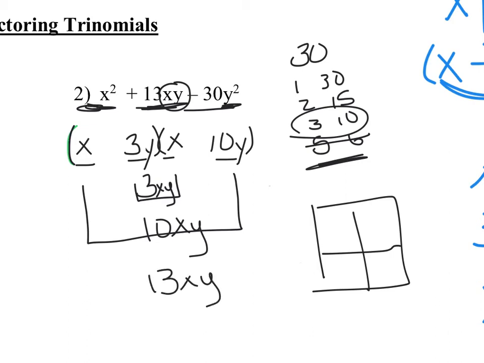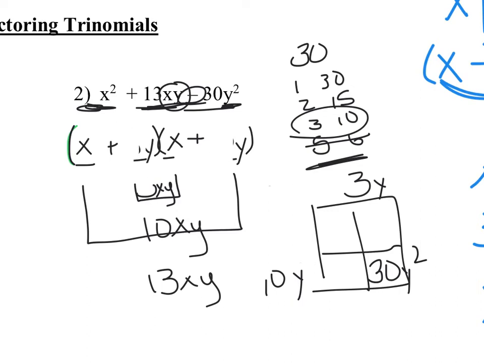Unfortunately, if I multiply, and make them positive, so these two would have to be positive. If I multiply these two together, the problem is if I do 3y and 10y together, I get positive 30y squared. Unfortunately, I need a negative, so it can't be these two numbers. So this is how guess and check works. As you get better and better at it, it becomes easier and easier to figure out. You just have to practice a little.